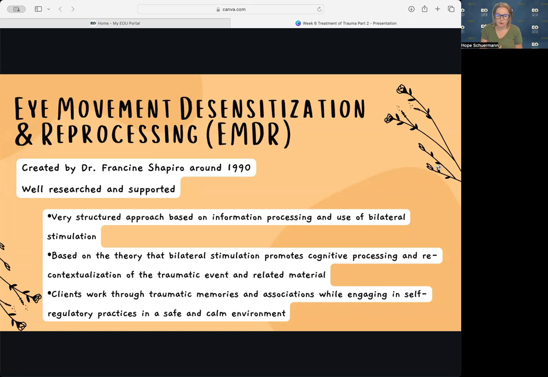And so the client will work through their traumatic memories and associations while engaging in the EMDR practices, the bilateral stimulation, in a safe and calm environment. There are different levels of training you can get for EMDR. It does take time, it does take studying and practice, it requires supervision, but in general, I think this is a great advanced treatment option, and one that I would recommend anyone who's going to work in trauma long-term seek out.